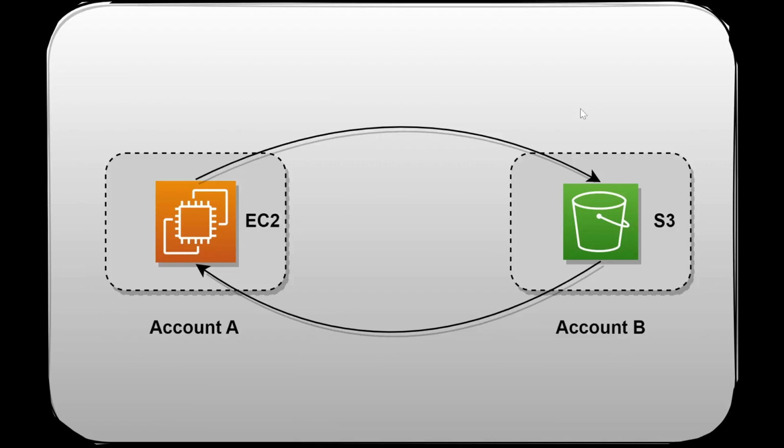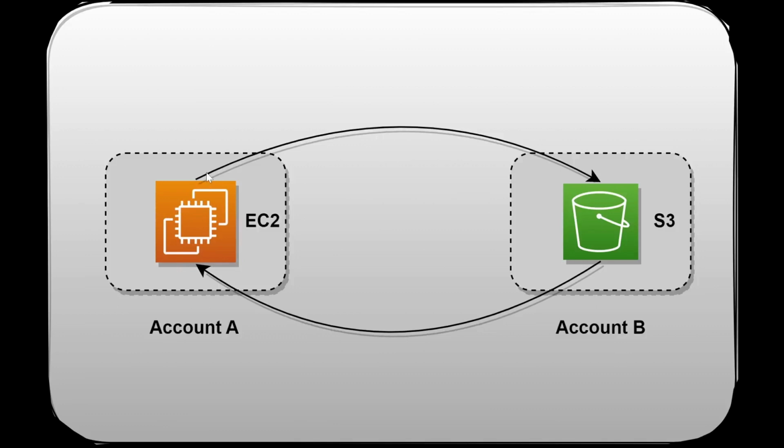Today I will show you how to access S3 objects in one AWS account from an EC2 instance in another AWS account. So see here, there are two accounts, account A and account B. In account A, one EC2 instance is there, and in account B, an S3 bucket is there. A few objects may be there in the S3 bucket in account B, and we will access those objects from one EC2 instance which is present in another account.